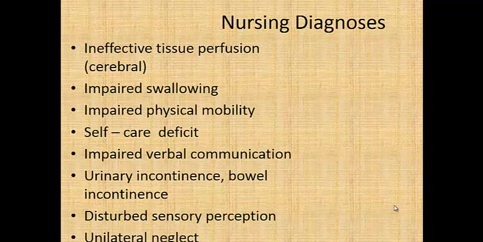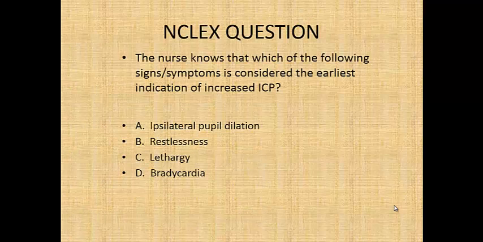They might have impaired verbal communication. There's a good chance that they have urinary or bowel incontinence. They might have disturbed sensory perception, and again, they might have unilateral neglect, which we talked about. Okay, so an NCLEX question for you guys. The nurse knows that which of the following signs and symptoms is considered the earliest indication of an increased intracranial pressure? The answer is lethargy, all right, a decreased level of consciousness.